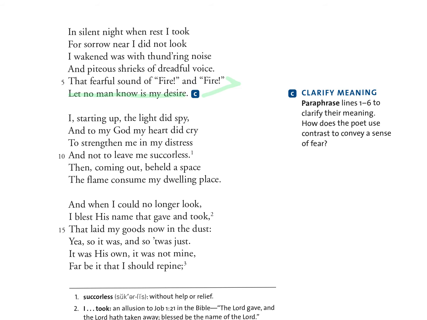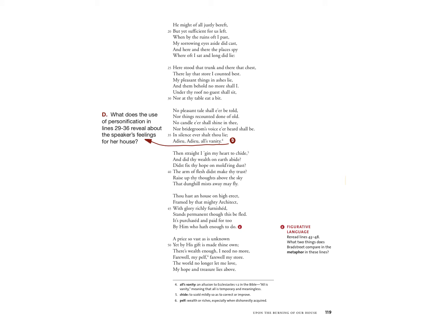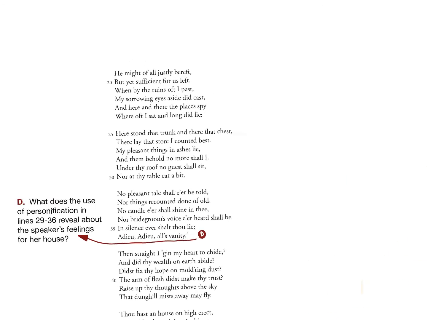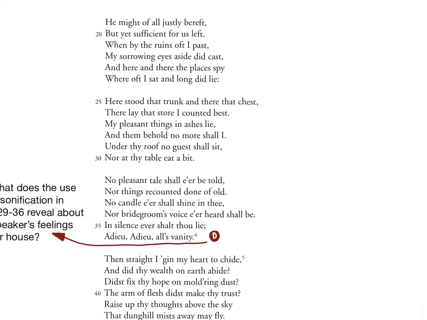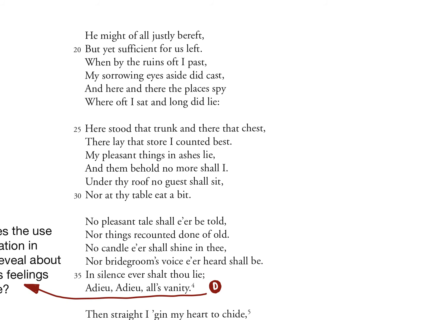My house and my material goods were God's own. My house was not mine. So I really should not repine, or complain or feel sorrow over the loss of these things, upon the burning of. Okay. He might have all justly bereft, but yet sufficient for us left. Okay. So you look up the word bereft.